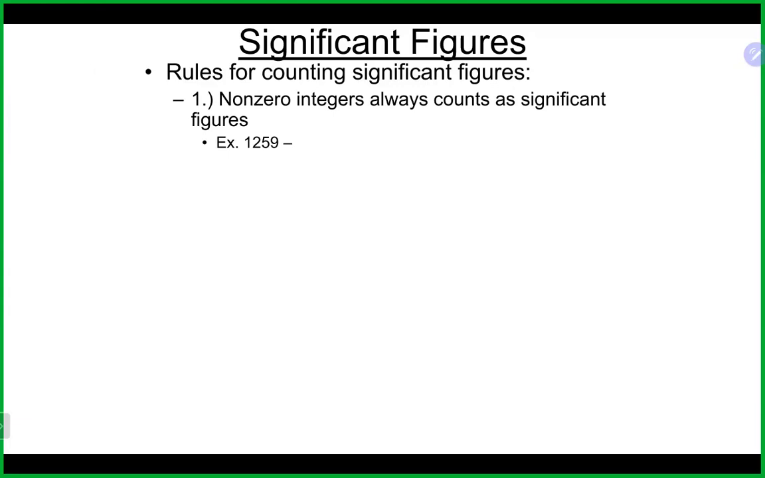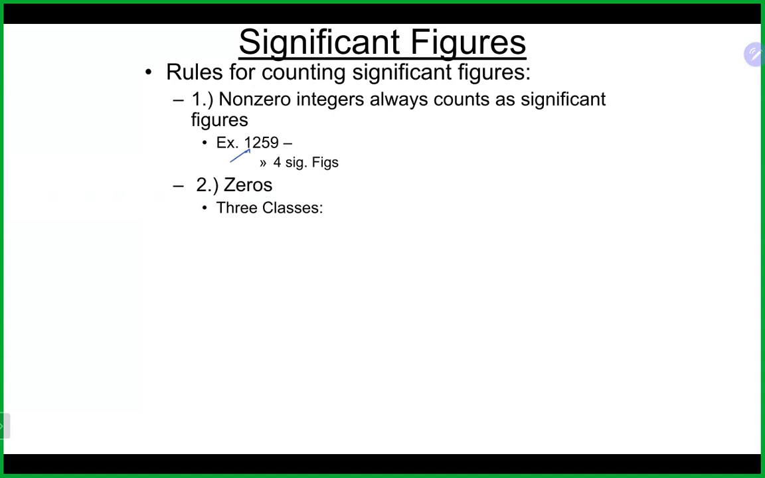The first rule is pretty much all non-zero numbers are going to be significant. We always start counting, by the way, left to right, and we start counting our significant figures when we hit the first non-zero. So in this case, we would start counting at the 1, and everything else behind it is a non-zero number. So they're all going to be significant. That would be 4 significant figures in this case.